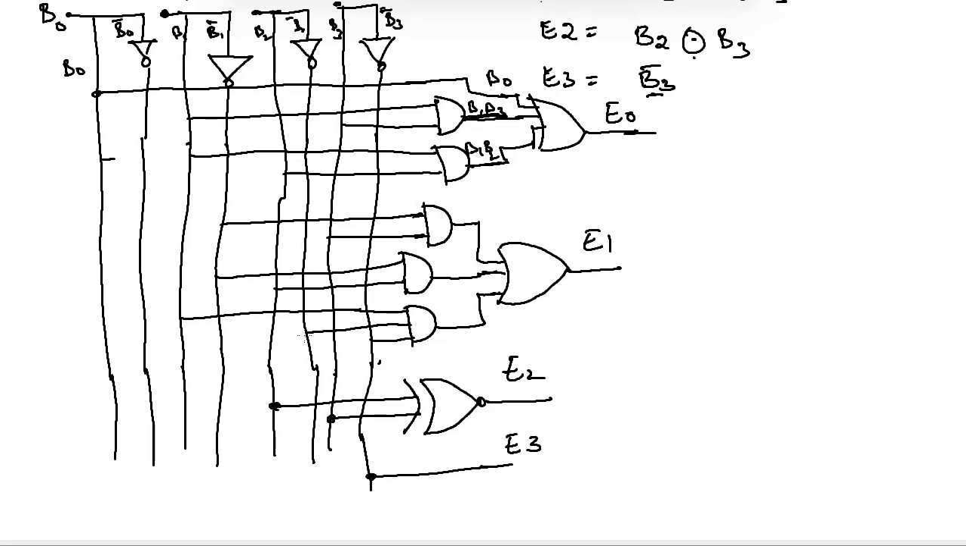Now you can try the 4-bit XS3 to binary code converter. That is the logic diagram for 4-bit binary to XS3.